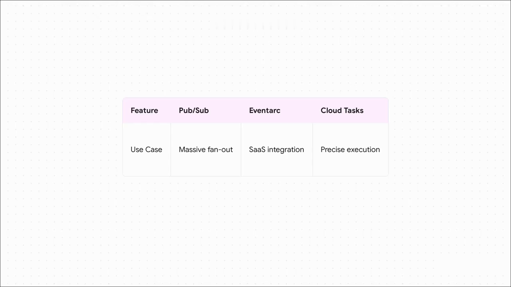Then there's Eventarc. You're going to use this to manage complex SaaS integrations and handle sophisticated event routing natively within GCP. And finally, Cloud Tasks. This one gives us super precise asynchronous execution. You'll lean on Cloud Tasks when you need rate limiting to protect a legacy backend, or if you need a task executed at a very, very specific time in the future.